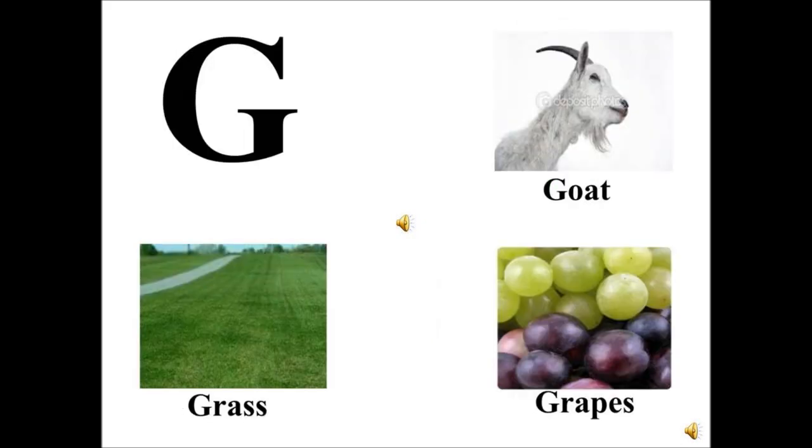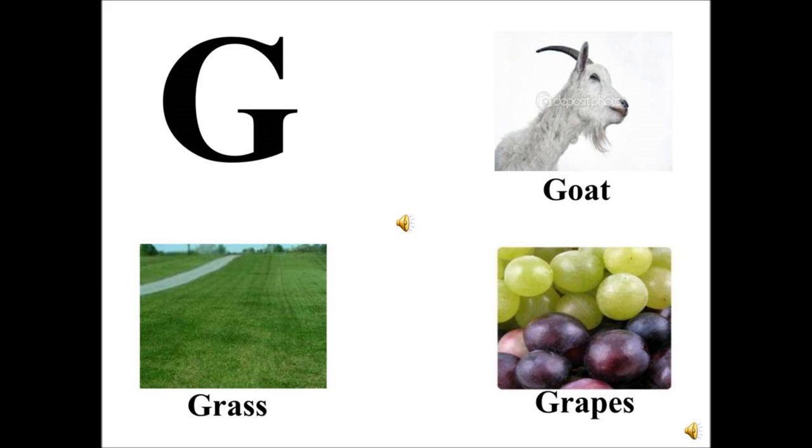What is that alphabet letter? That's the alphabet letter G. What is the sound of G? G, g, g. These are G words. Goat, grass, grapes.